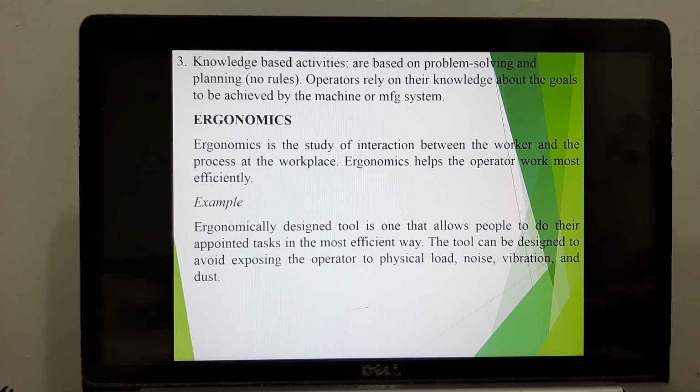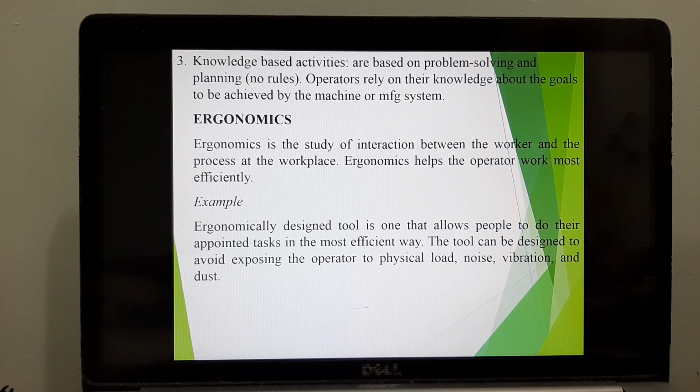Okay, so ergonomics is the study of interaction between the workers and the process at the workplace. Ergonomics helps the operator work most efficiently. For example, an ergonomically designed tool is one that allows people to do their appointed task in the most efficient way. The tool can be designed to avoid exposing the operator to physical load, noise, vibration, and dust.